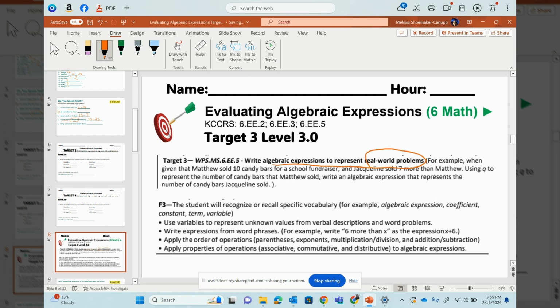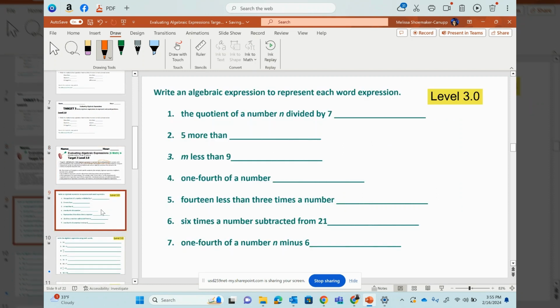Okay, so we're going to take a look at this and do a little bit more practice. Write an algebraic expression to represent each word expression. The only thing we have to do after we get used to these little expressions is to then put it in the sense of a word problem. Okay, so the quotient, we know that's division, of a number n divided by 7.